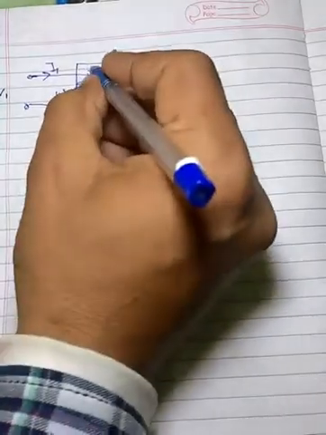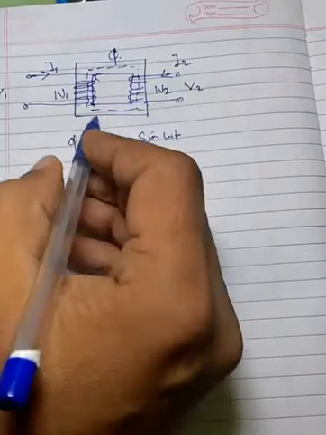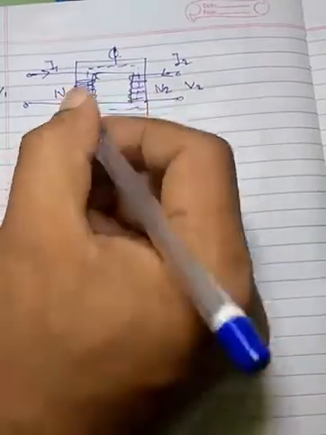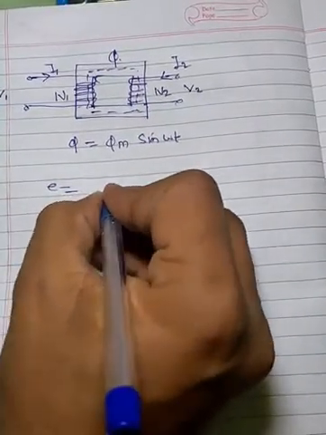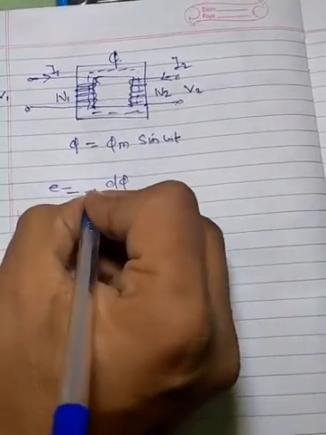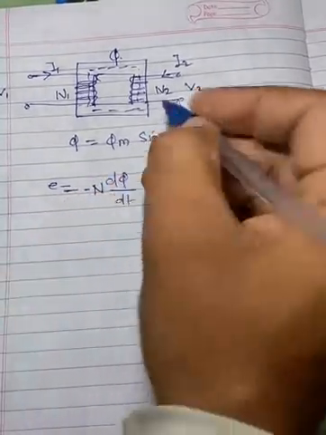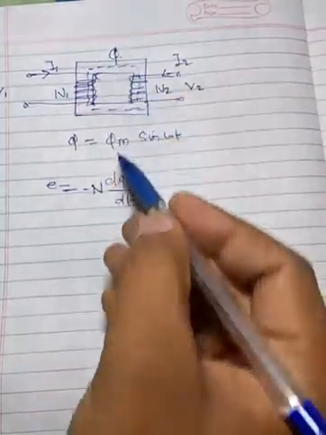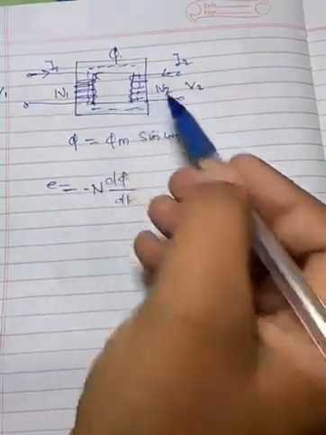The EMF will be induced in the primary winding due to Faraday's law of electromagnetic induction. The EMF induced will be given by E equals minus d phi by dt. This will be the EMF induced in the primary winding or in the secondary winding. In both the windings the same EMF will be induced, as the flux linked in both the windings is the same.